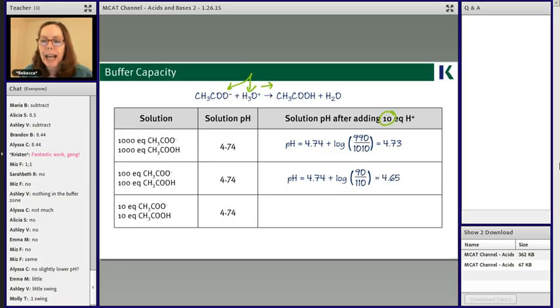And you know what's going to happen? We're going to drop our pH by about, notice it's a 10% difference, we dropped it by about a tenth of a point. Oh, that's consistent, isn't it?